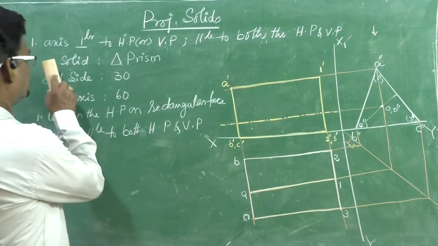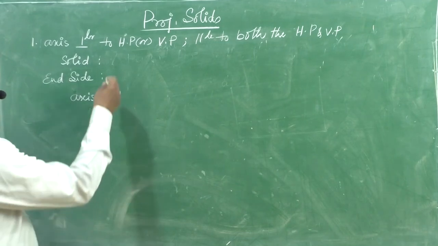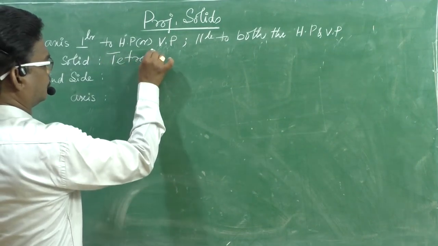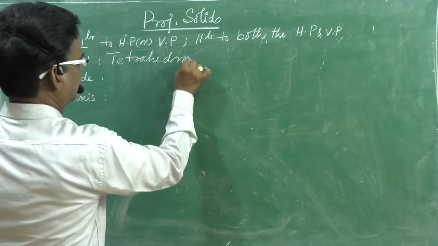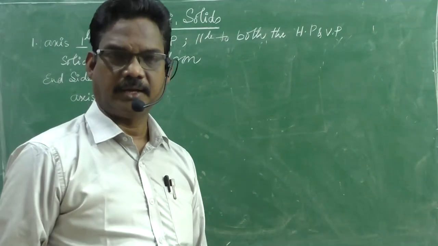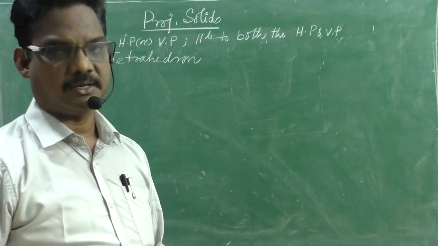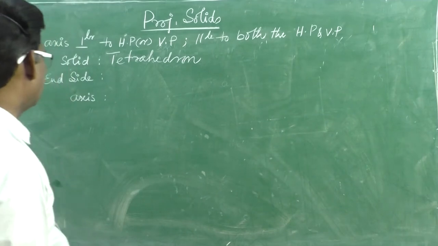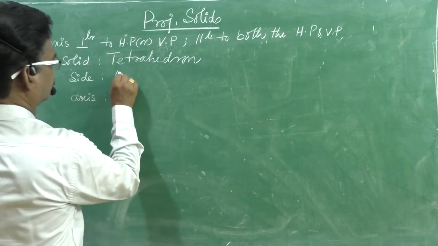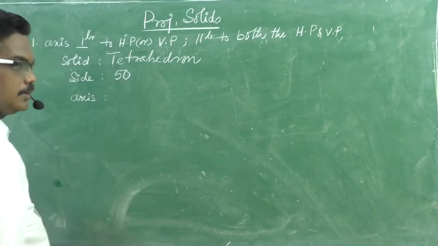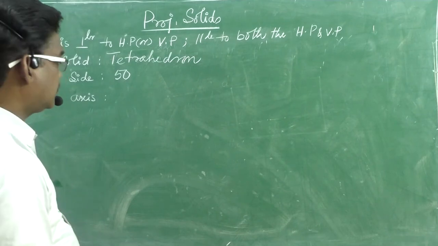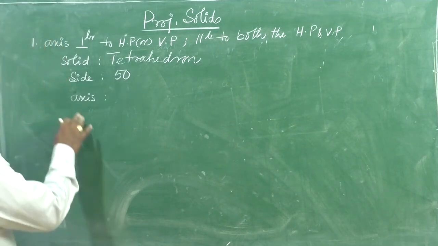Now, tetrahedron. I think you know. Tetrahedron having how many faces? 4 faces. And the tetrahedron, all sides are equal and all faces are triangular in shape. Right. Now, side length is equal to 50 mm. Okay, the axis height is not given in the problem.